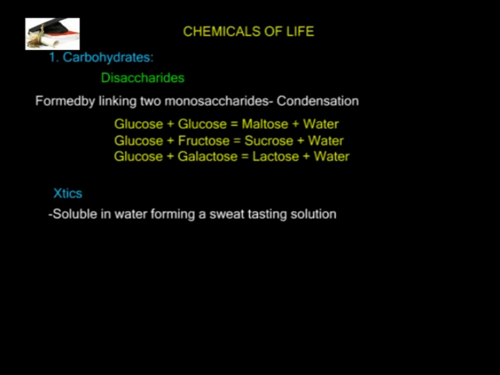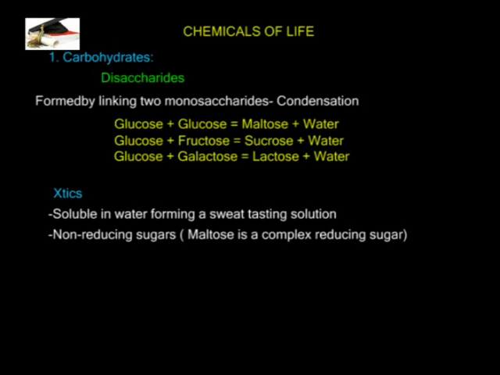Some disaccharides such as sucrose cannot reduce copper 2 sulfate in the Benedict solution unless they are first broken down into their constituent monosaccharides. They are therefore known as non-reducing sugars. However, some disaccharides such as maltose reduce copper 2 sulfate in Benedict solution when heated together. They are known as complex reducing sugars.